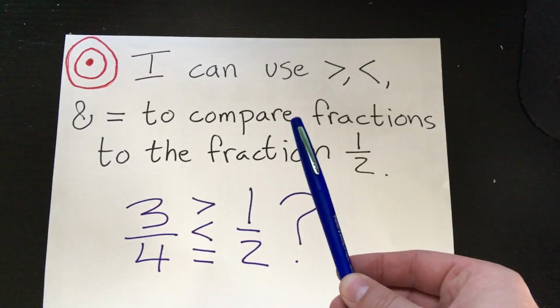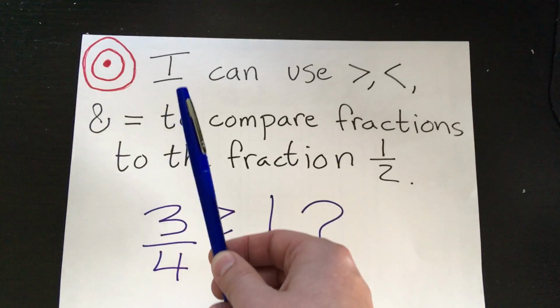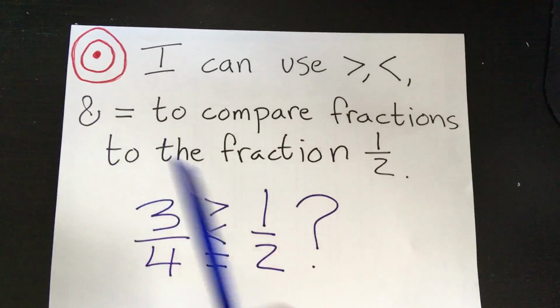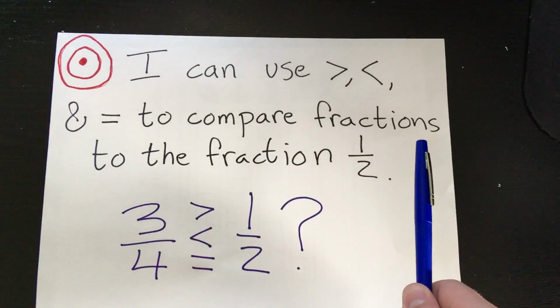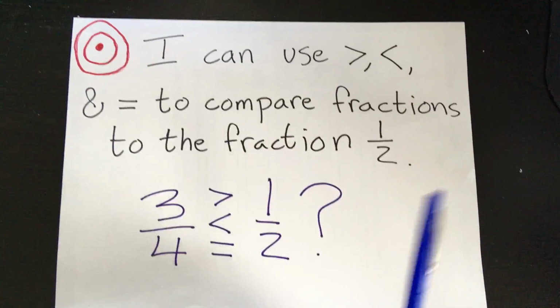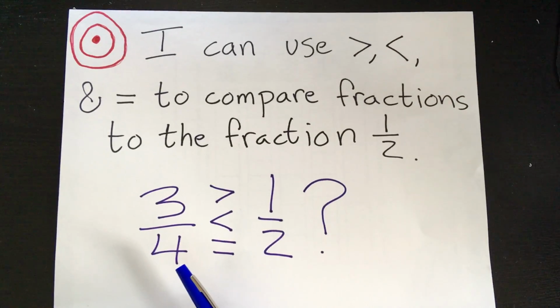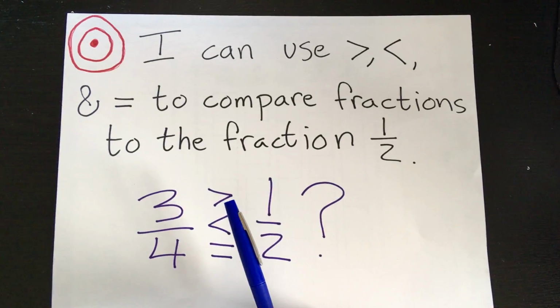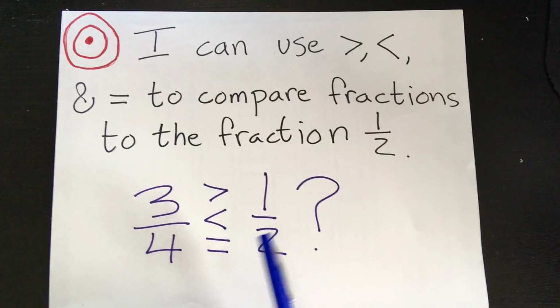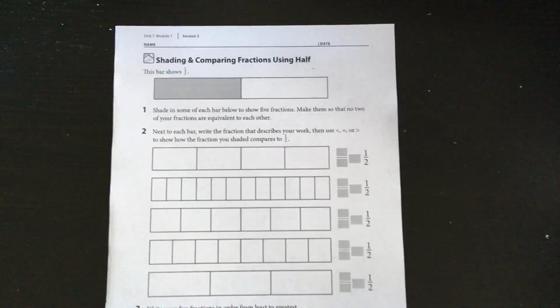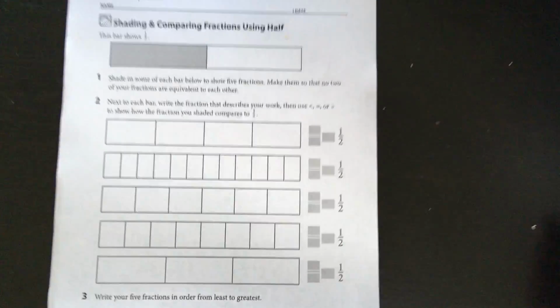So you can see I've got your learning target for you right now, and what we're going to do today is look at using less than, greater than, and equal to signs to compare different fractions to the fraction 1/2. I've got an example problem right here. We're looking at the fraction 3/4 and thinking about, is it greater than, less than, or equal to 1/2? And we have this page called Shading and Comparing Fractions Using Half that we're going to be looking at today.